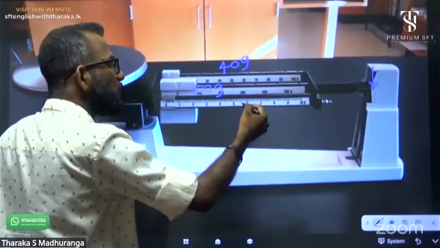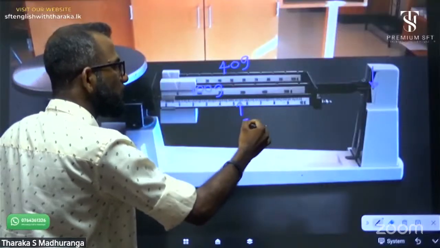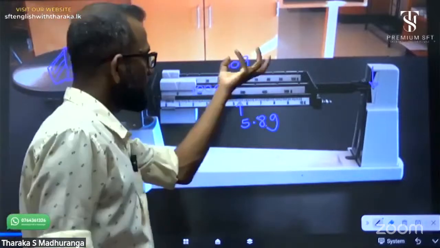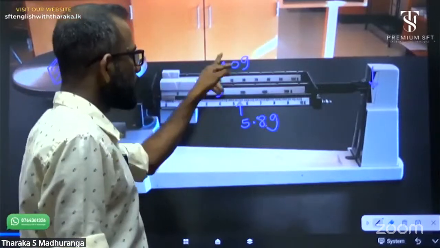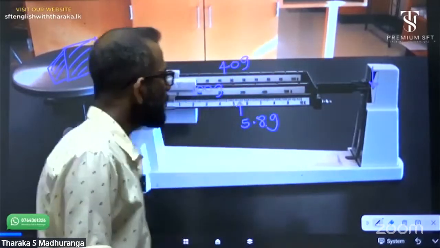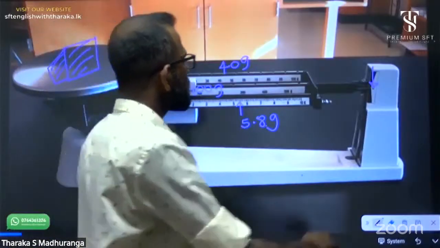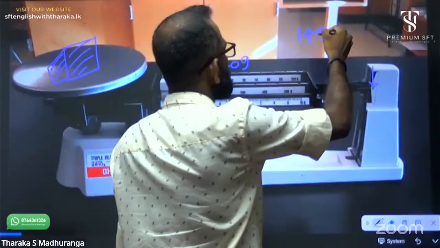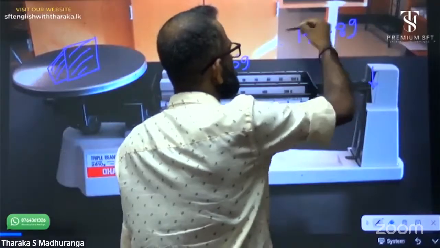It is 5.8, like value 5.8. Then you can say the mass of the object is 145.8 gram. 145.8 gram. The reading is 145.8 gram.